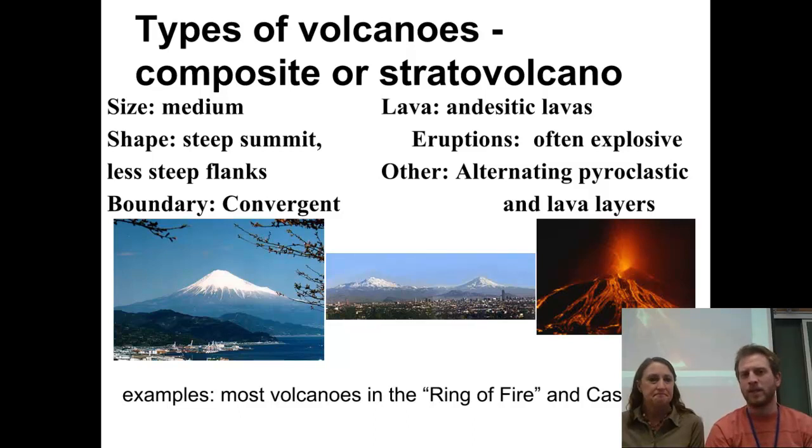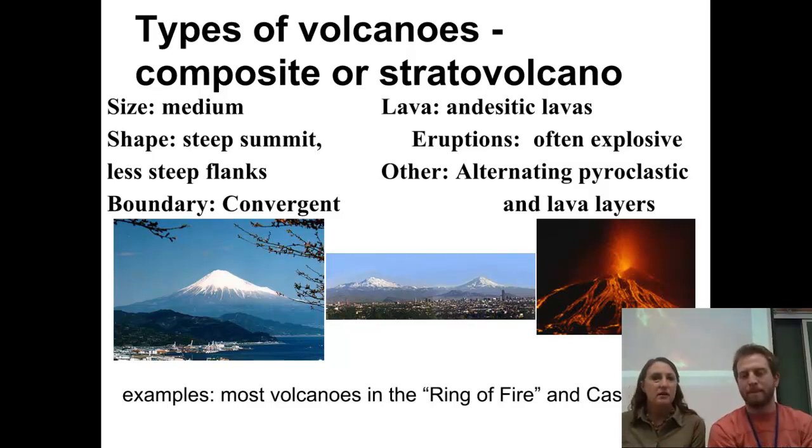The reason they call them composite or strato is because they come in layers. When they have these big eruptions, the lava would flow down the sides, and then all the ash and the pyroclastic material would settle down on top of it. So you'd have this layered effect of each eruption.